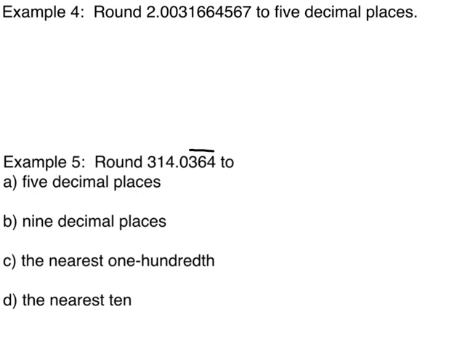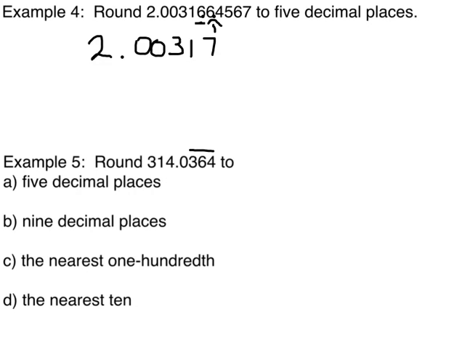Let's look at example 4. It says round this number to 5 decimal places. So what that means is 5 numbers after the decimal. So 1, 2, 3, 4, 5. This first 6 is the one that I'm going to be rounding, and then I'm going to look here to this number. So when I round, I'm going to have 2.0031, and because this is more than 5, I'm going to round this 6 up to a 7, and then I am finished. I don't need to put zeros on the end. I can leave it right there.